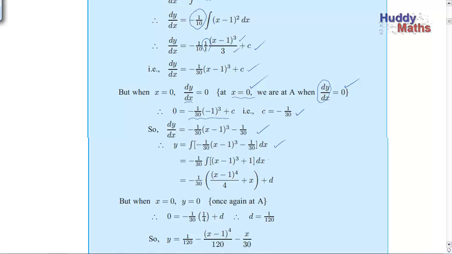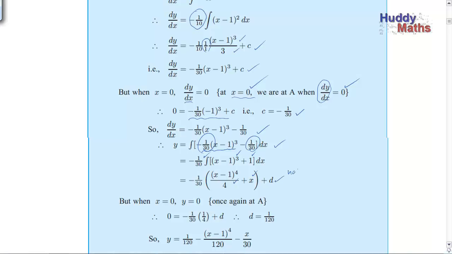So therefore, let's keep integrating this. The integral of this: put the constant out the front, increase the power by 1, divided by the new power. And then we've got negative 1/30 out the front, so that was x to the power plus 1, so that becomes x. We took that negative 1/30 out the front. Okay, and now we can actually have another constant added.